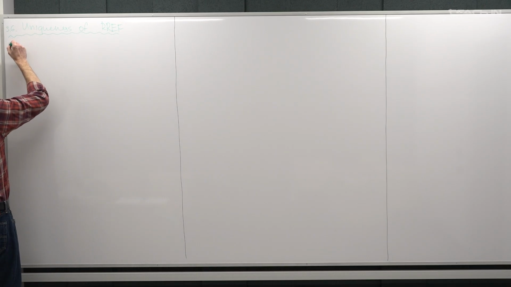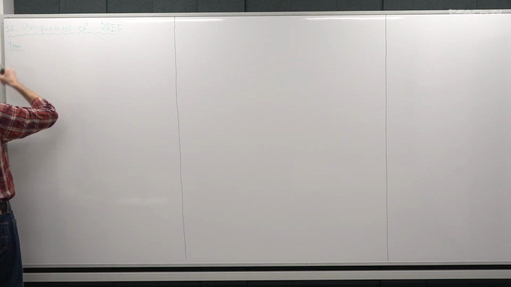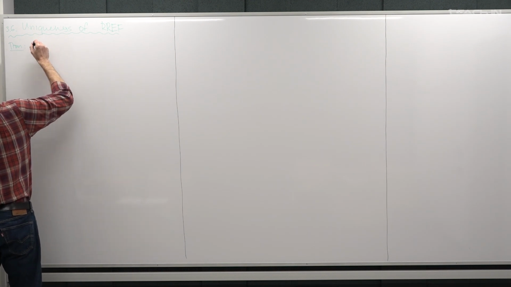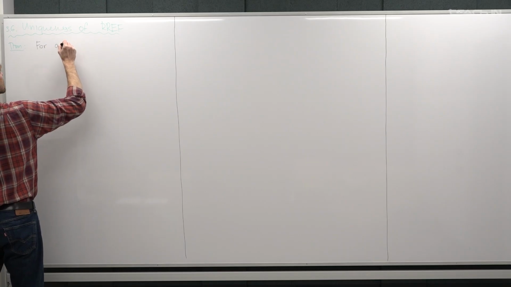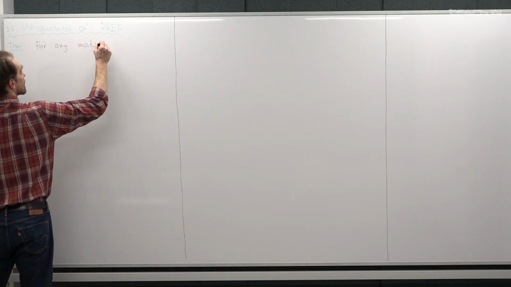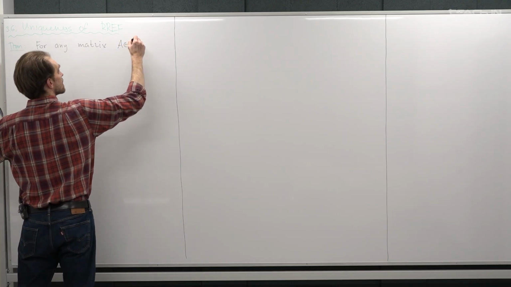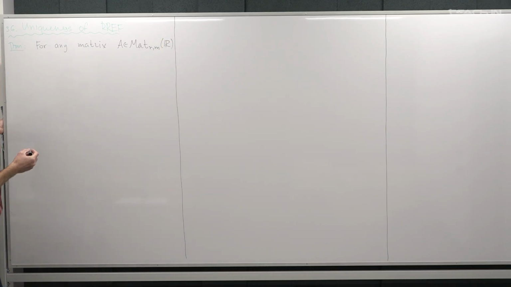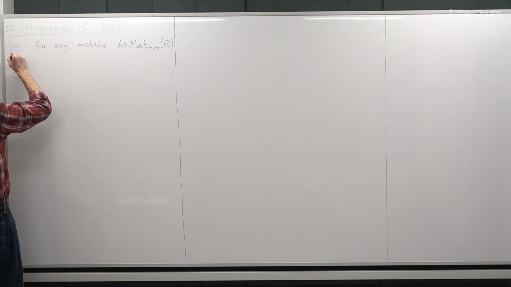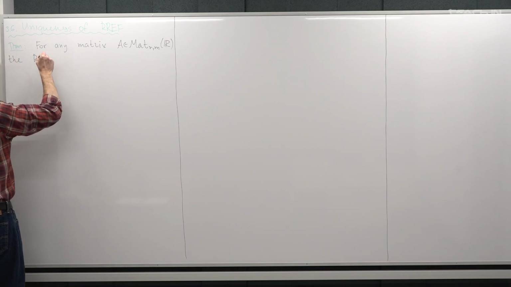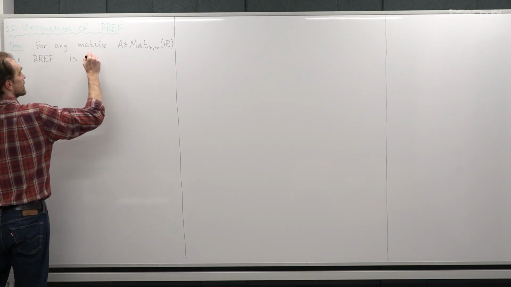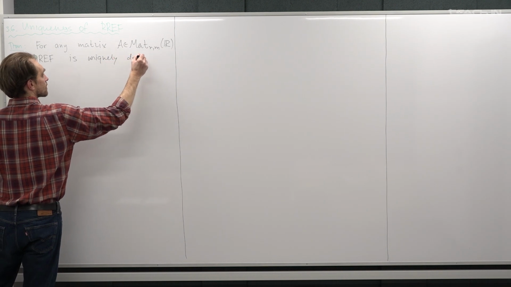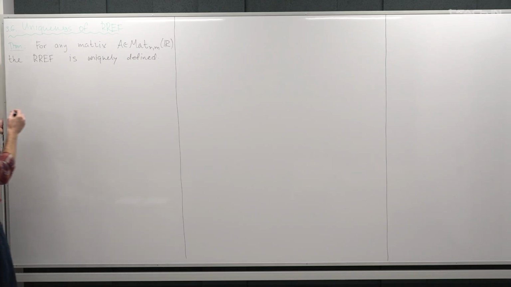So, the theorem that we are going to prove: for any matrix A from our set of matrices with n rows and m columns, the reduced row echelon form is uniquely defined. So this is what we are going to prove.